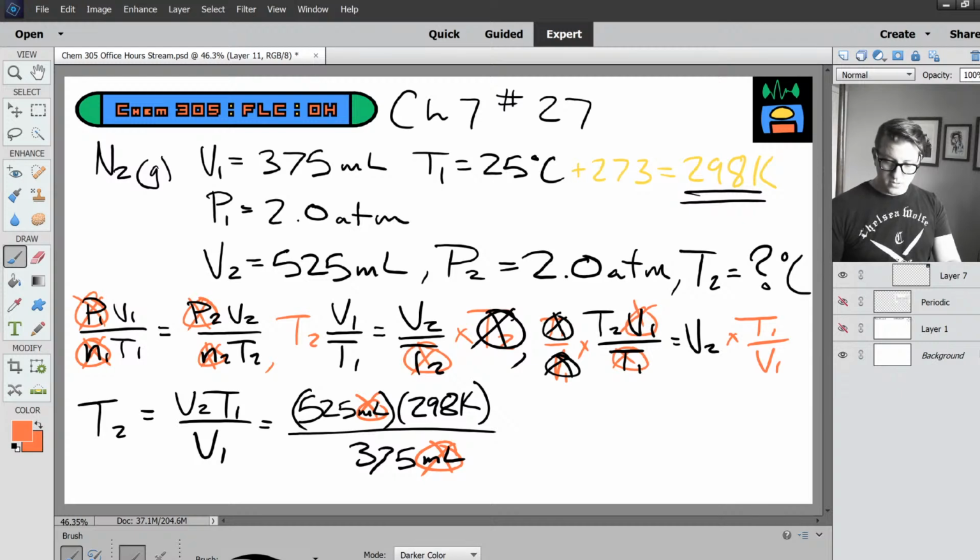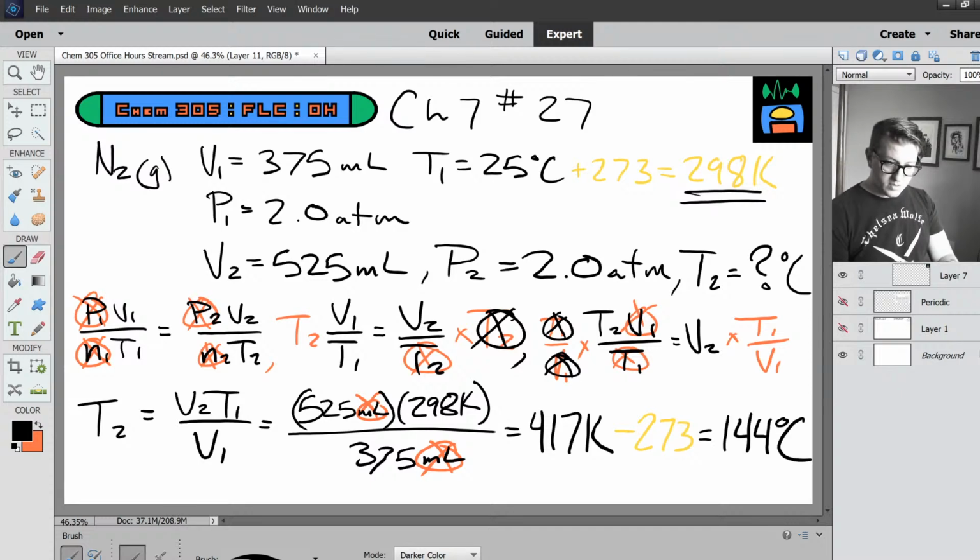So now we go 525 times 298 divided by 375 gives us a temperature of 417 Kelvin. To convert this to Celsius, we have to subtract 273. So that will be 144 degrees Celsius is our final temperature.